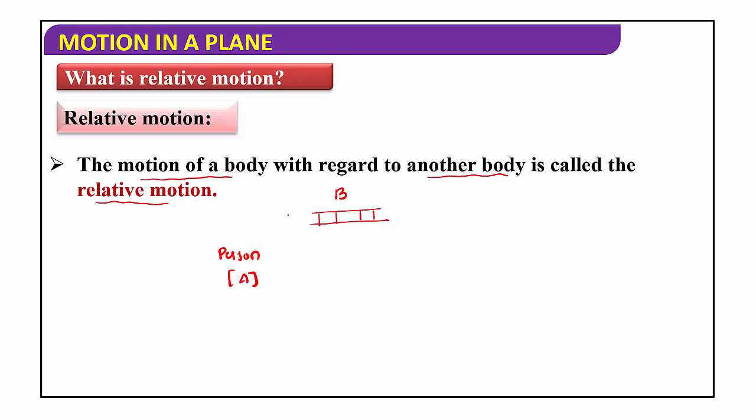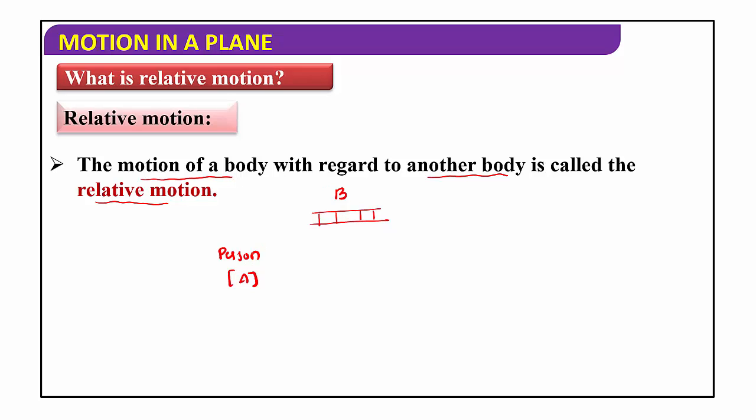So relative motion means the motion of one body is compared with respect to another body. The train is moving with respect to the person we are going to observe. The person is at rest but the train is moving. This is relative motion, the motion of a body with regard to another body.